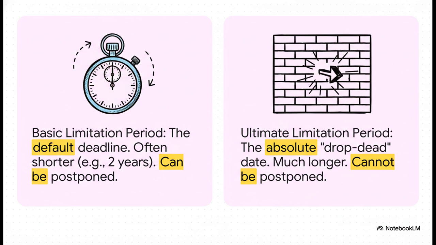And right here, this is the key difference that unlocks the entire question. The basic period, it's kind of flexible. It can actually be paused or postponed. But the ultimate period, no way. That's a hard stop. It cannot be changed. This is the single most important concept here. Got it? One clock can be stopped, but the other one just keeps on ticking no matter what.